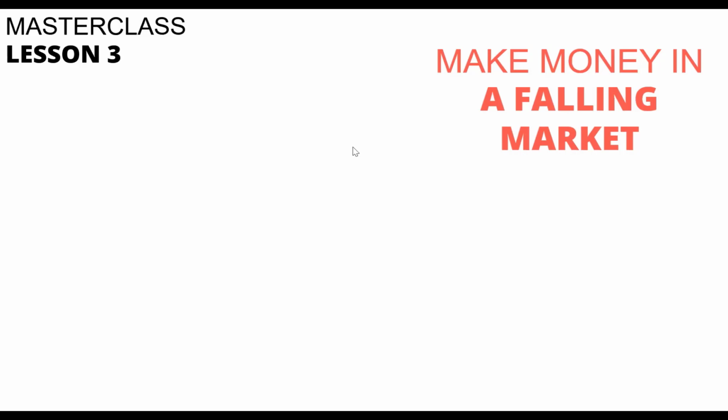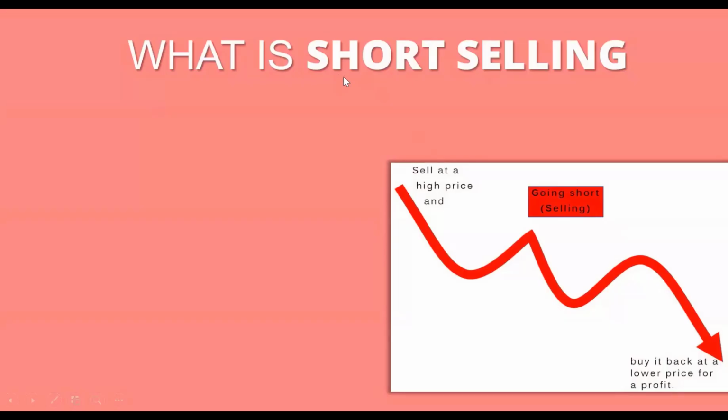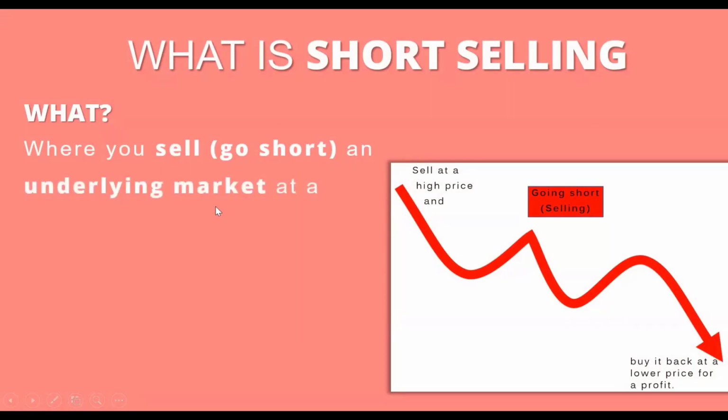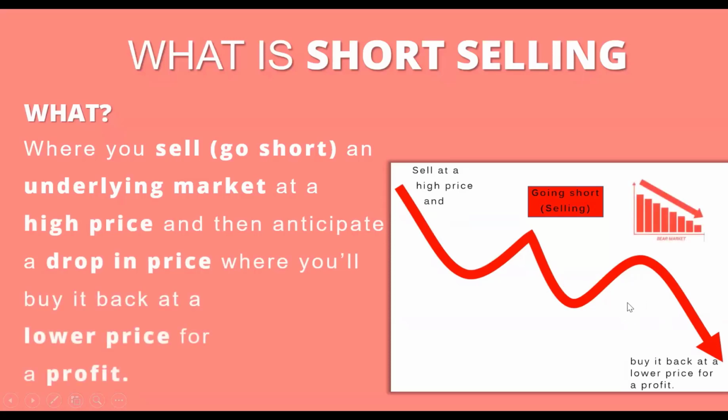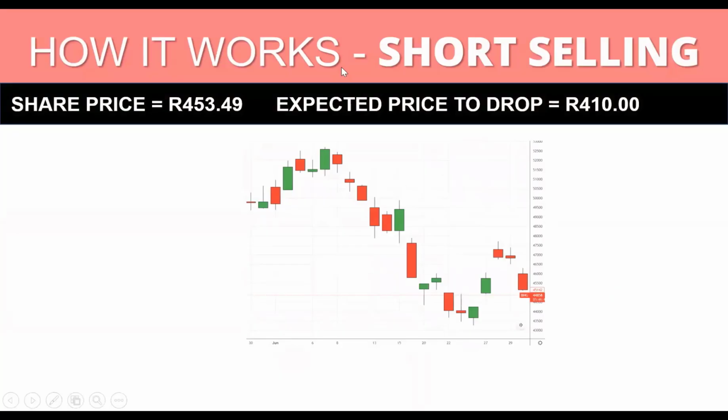Masterclass Lesson 3. Make money in a falling market. What is short selling? Short selling is where you sell or go short an underlying market at a high price and then anticipate a drop in price, where you'll buy it back at a low price for a profit. And here is how it works.